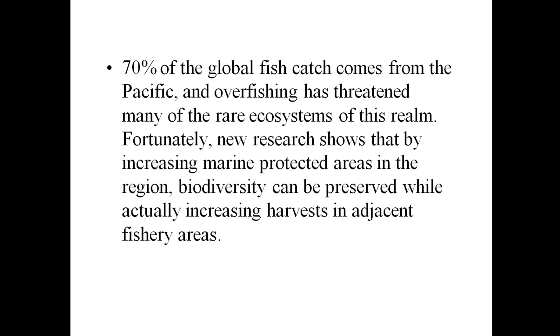For your information, 70% of the global fish catch comes from the Pacific. But unfortunately, because of overfishing, many of the rare ecosystems of this realm have been threatened. As a result, you can see a lot of marine protected areas in this realm, and this has certainly helped in restoring the marine biodiversity.